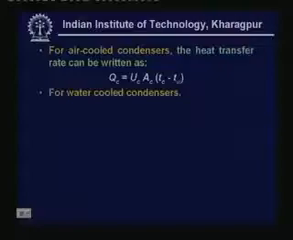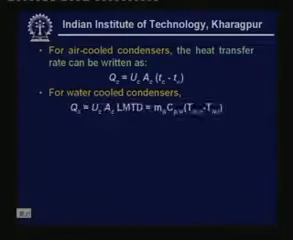Whereas for water cooled condensers, one can use the equation like this: Qc = Uc Ac × LMTD, where LMTD is the log mean temperature difference. This in turn is equal to mw Cpw (Two − Twi), where mw is the mass flow rate of the cooling water, Cpw is the specific heat of the cooling water, and Two and Twi are the exit and inlet temperatures of the cooling water.